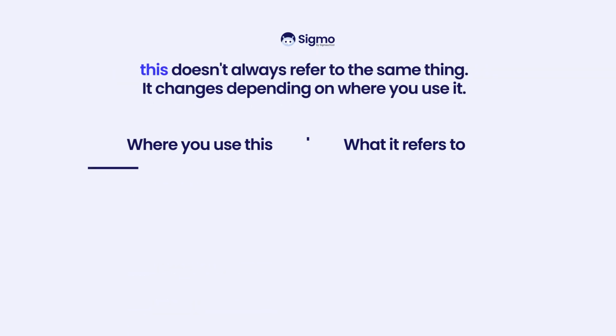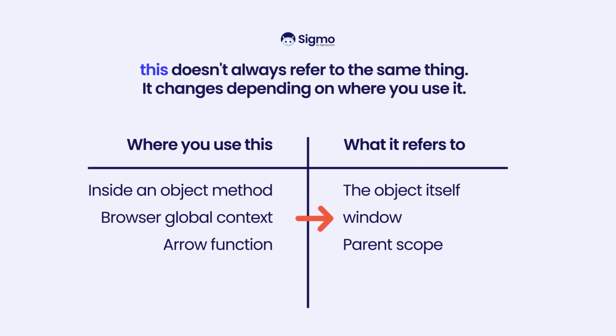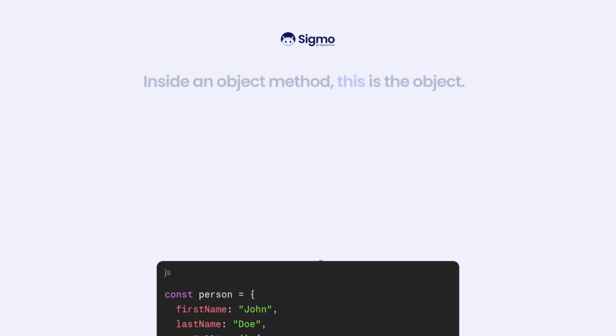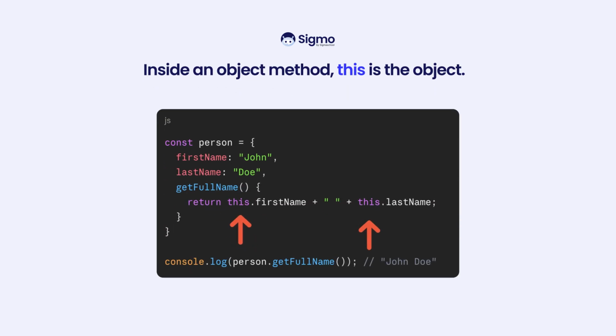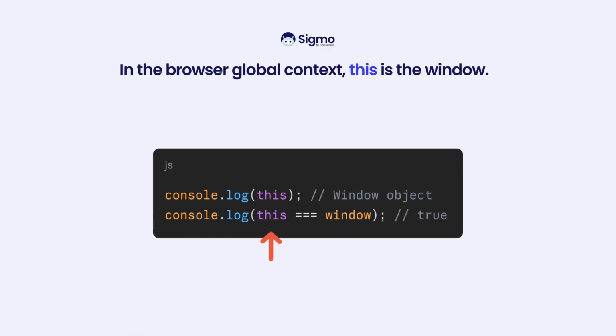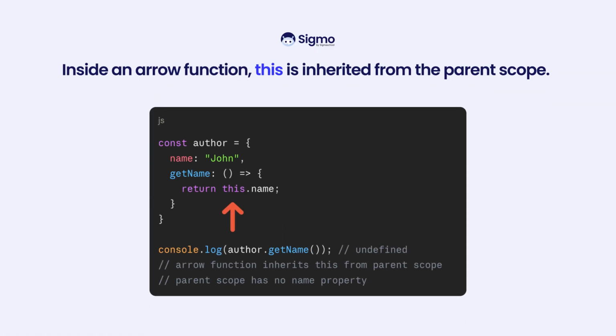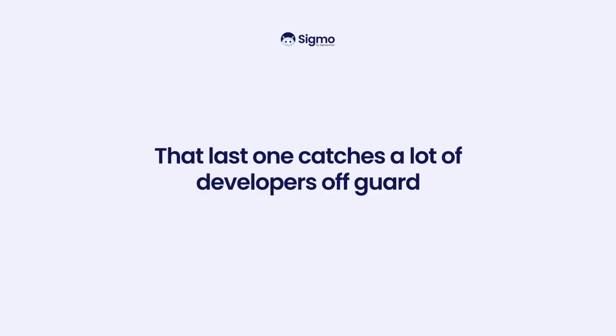But here's where JavaScript gets interesting. This doesn't always refer to the same thing. It changes depending on where you use it. Inside an object method, this is the object. In the browser global context, this is the window. Inside an arrow function, this is inherited from the parent scope, which can sometimes be undefined. That last one catches a lot of developers off guard.